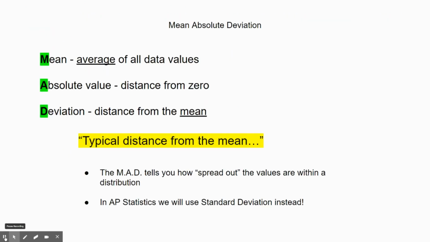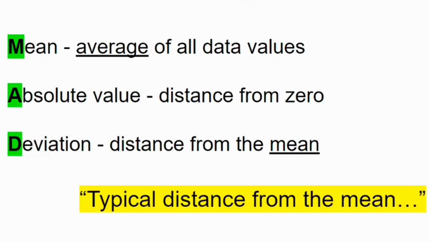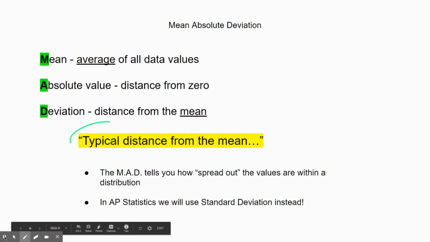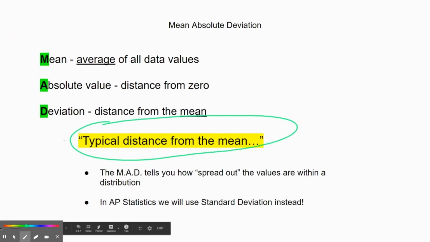To describe spread, we are going to be looking at the mean absolute deviation. Well, what does that mean? Well, the mean is the average of all the data values. Absolute value, you guys know, is the distance from zero. And then the word deviation means distance from the mean. In other words, we're looking for a typical distance from the mean. Later on in AP Statistics, we will be using standard deviation instead.